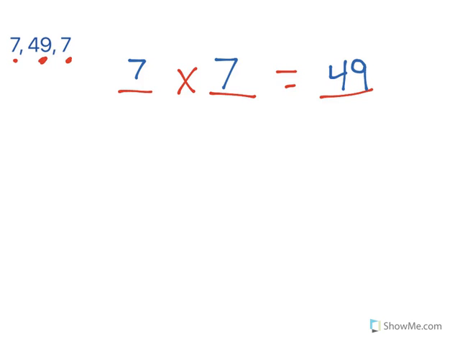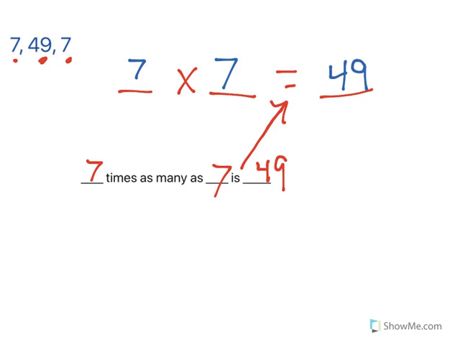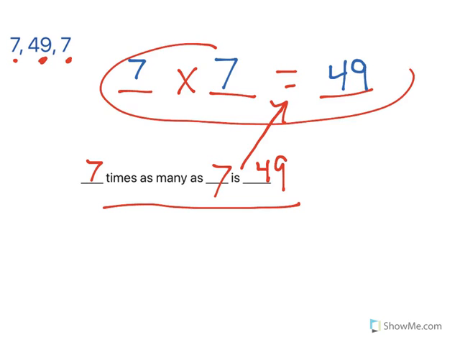Now, we need to write this as a multiplication equation using a verbal statement. So if we are writing a verbal statement, we are going to have a sentence frame. Blank times as many as blank is blank. Well, remember that is stands for your equal sign. So that means the 49 has to go here. Then we would say 7 times as many as 7 is 49. This is a verbal statement. This is your equation.